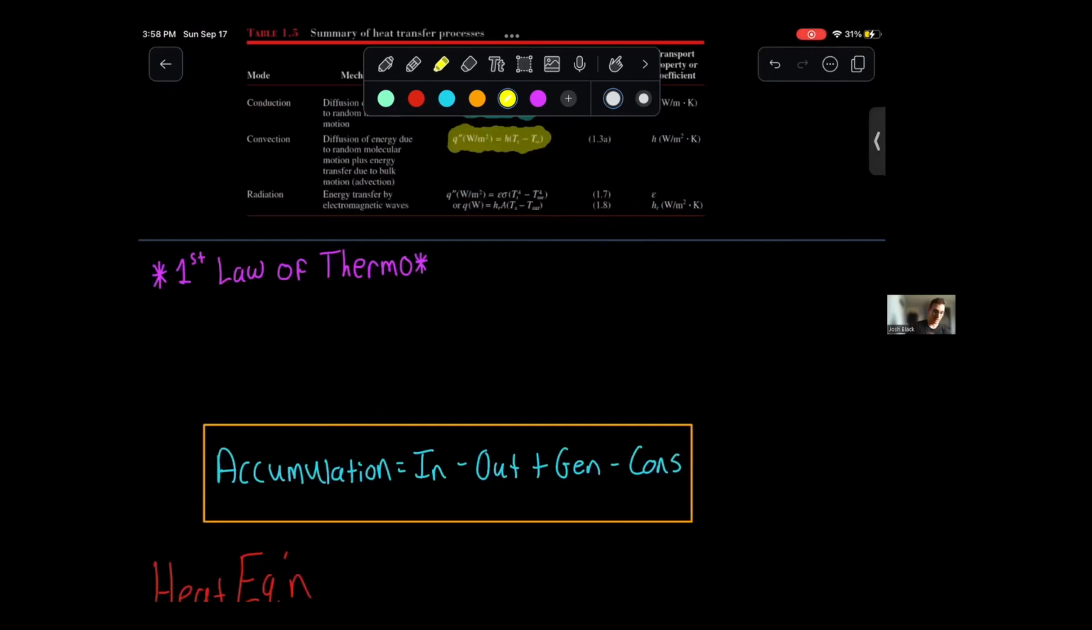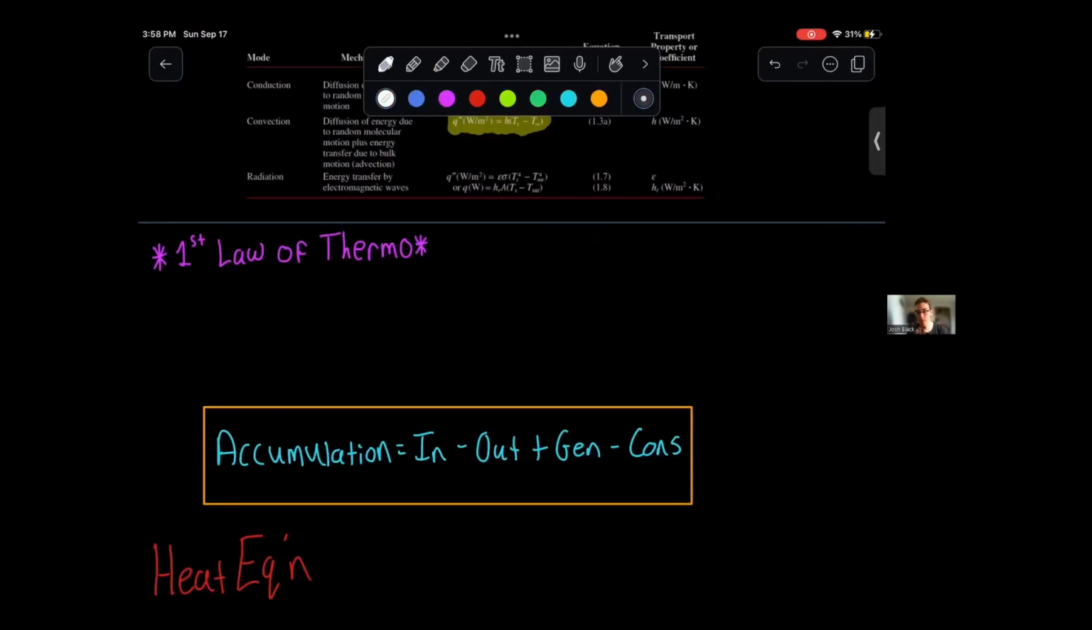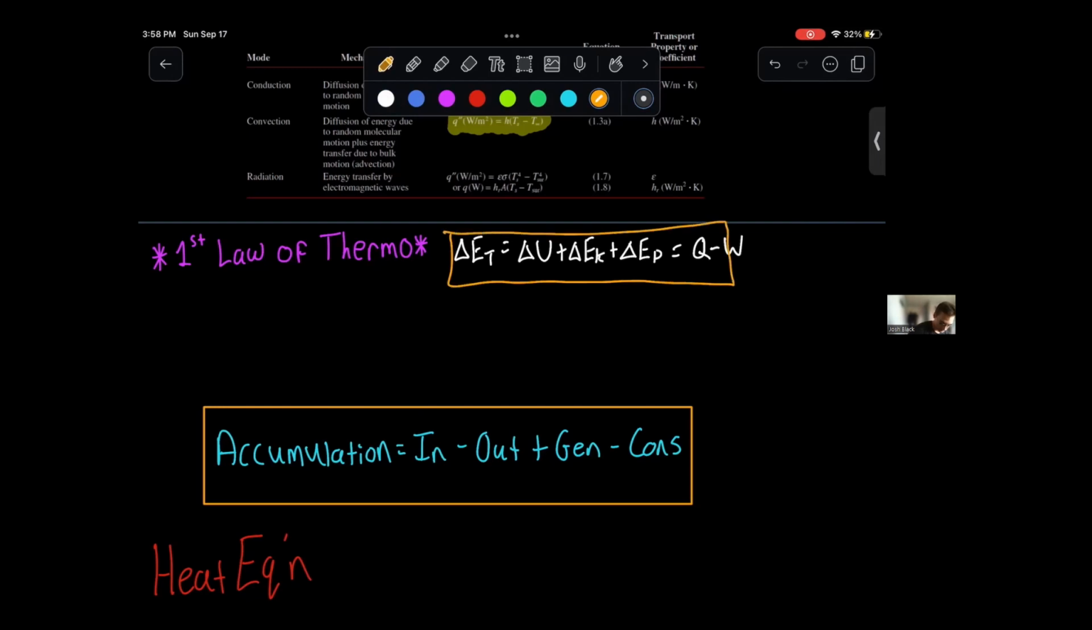Cool. So we use some thermodynamics in this course, not a whole lot. All you need to know is the first law of thermodynamics. The change in total energy in a system is equal to the change in the internal energy plus the change in kinetic plus the change in potential. This equation is also equal to heat minus work. We don't touch on that one too much.